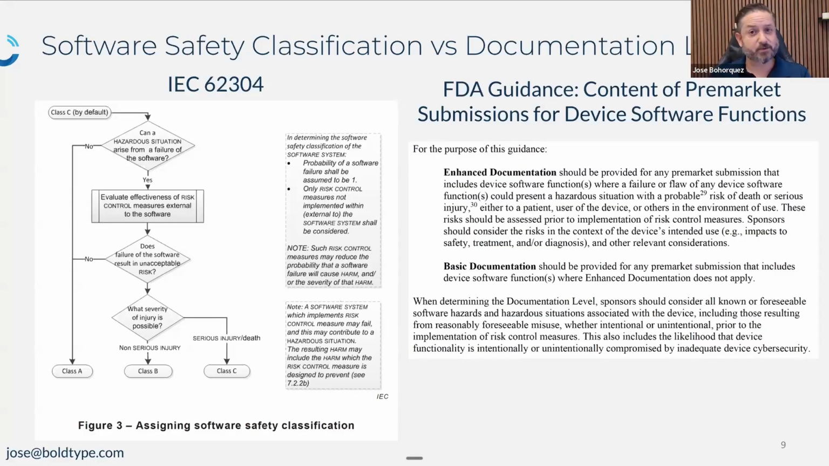From an FDA standpoint, it's a little bit different. They're saying enhanced documentation should be provided for any pre-market submission that includes software device functions where failure or flaw of any device software function could present a hazardous situation with probable risk of death or serious injury. So it's pretty similar, but it's more tied to class. We're saying it captures all of Class C and a part of Class B.